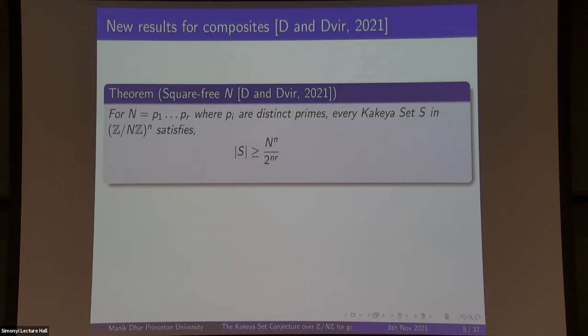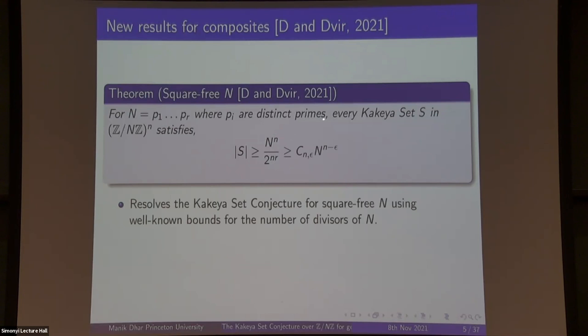Last year, Zev and I were able to solve that conjecture for square free N. So let's say you have N with r different prime factors, then any Kakeya set here will have size at least capital N raised to little n divided by 2 raised to n times r, where r is the number of prime factors. Now this is enough to give you bounds of this type. And basically all you need to figure out is what to make of this 2 raised to little r. Now, 2 raised to r is exactly the number of divisors of capital N, right? So there are standard bounds in number theory about how the number of divisors of a number behaves as N grows. And that's enough for you to get bounds of this type and prove the conjecture for square free N.